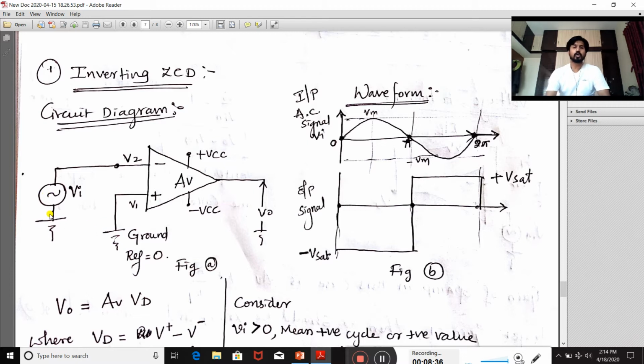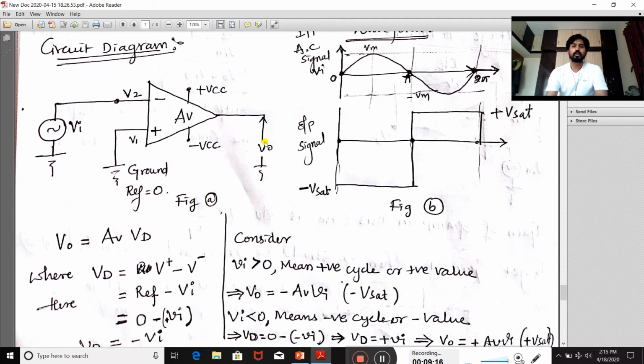Now, this is called inverting zero crossing detector because the source is connected to the negative terminal and the positive terminal is grounded, and this ground is considered as a reference. This particular operational amplifier compares this input signal with this ground, that means the reference value, then it produces a signal at every zero crossing of the sinusoidal AC signal, which can be used for switching purposes. Let's see one by one.